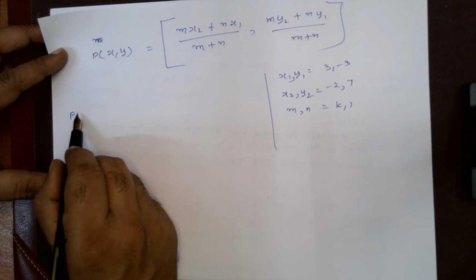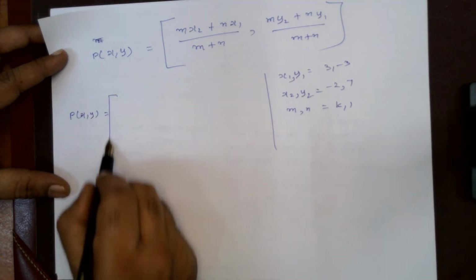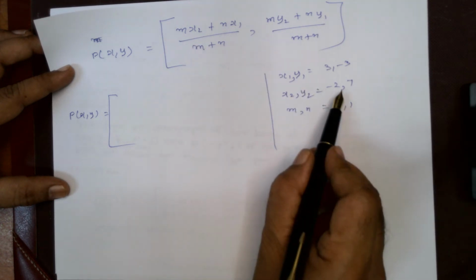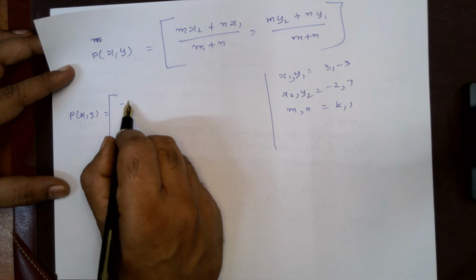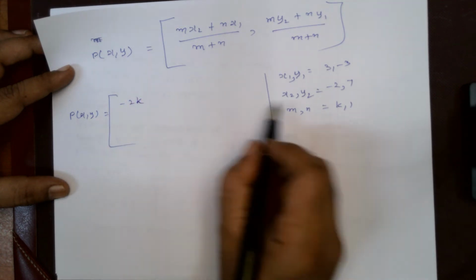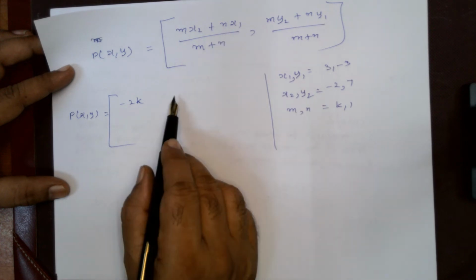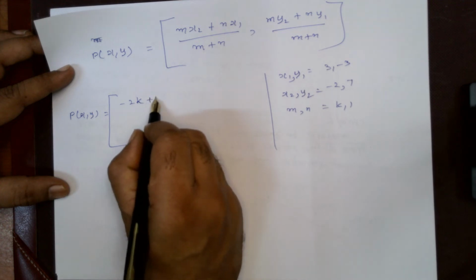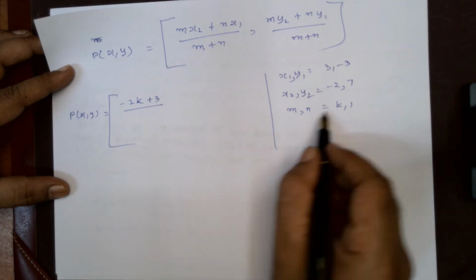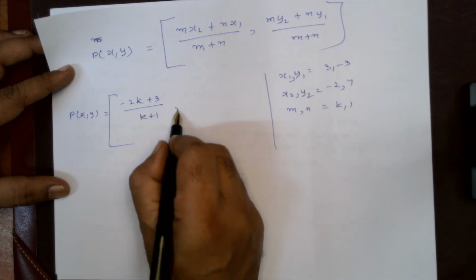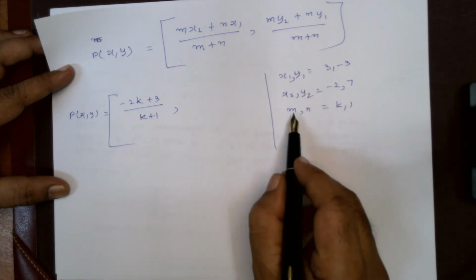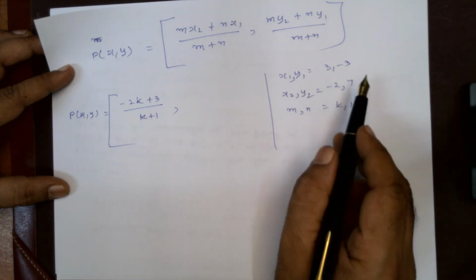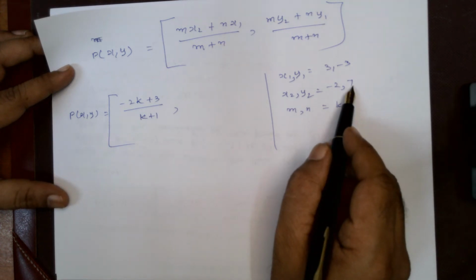Therefore P of x, y can be: what is m? m is k, x2 is minus 2, so minus 2k. And what is n x1? n means 1 into x1, which is 3, so plus 3, divided by m plus n, k plus 1. And m y2, what is k into y2? y2 is 7, so 7k.